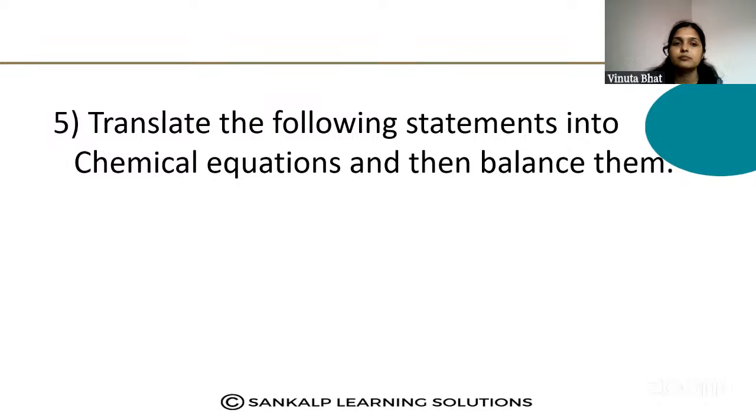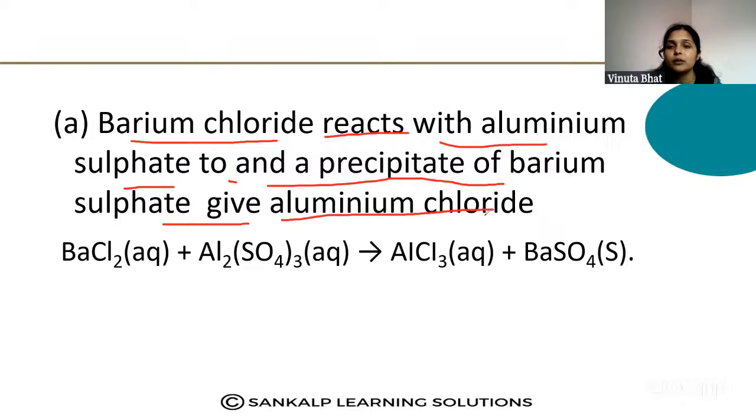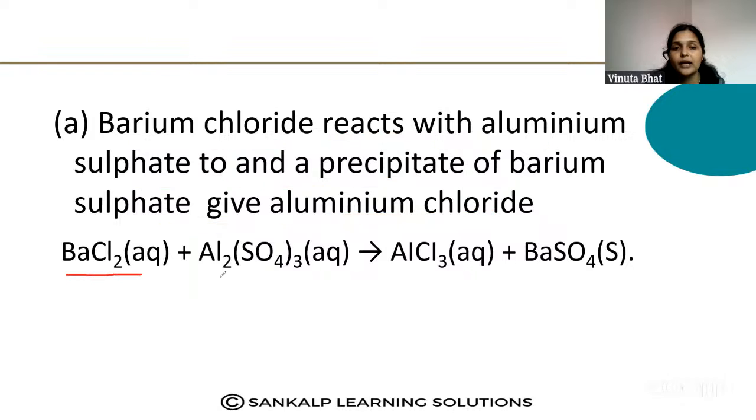Next question. Translate the following statements into chemical equations and then balance them. Okay, so statements are given that we have to convert into a chemical equation. The first sentence: barium chloride reacts with aluminium sulfate to give a precipitate of barium sulfate and aluminium chloride. The barium chloride reacts with the aluminium sulfate. Aluminium chloride and barium sulfate is formed here. So we should write the balanced chemical reaction here.